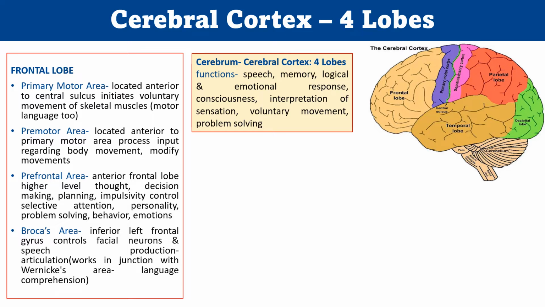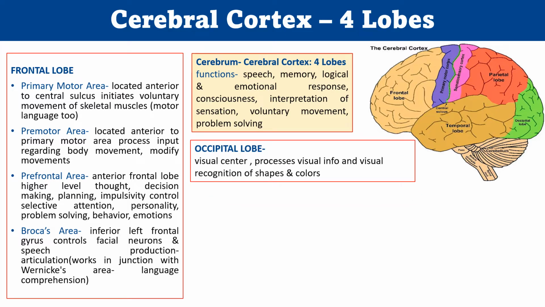Broca's area is the inferior left frontal gyrus, which controls the facial neurons and speech production. Articulation works in conjunction with Wernicke's area, which is for language comprehension.